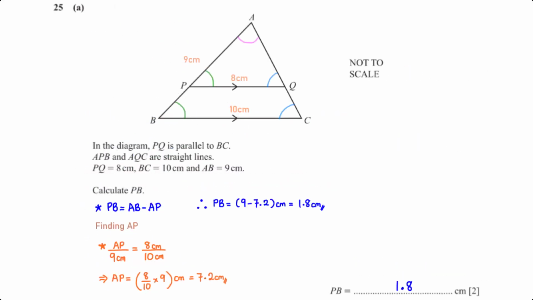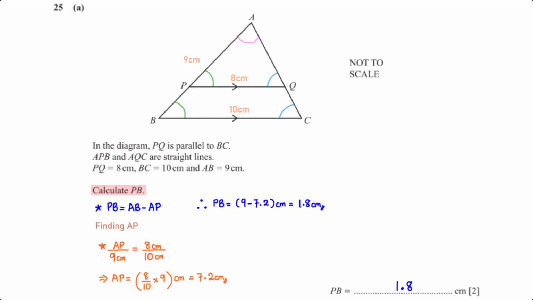In the diagram, PQ is parallel to BC. APB and AQC are straight lines. PQ is 8 centimeters, BC is 10 centimeters, and AB is 9 centimeters. Calculate PB. To get PB, we subtract AP from AB. We already know AB is 9 centimeters, so we need to find AP.